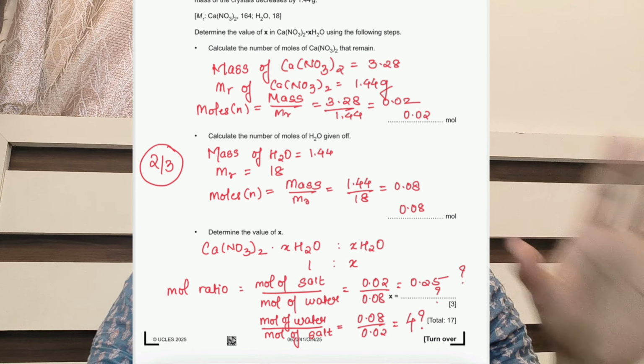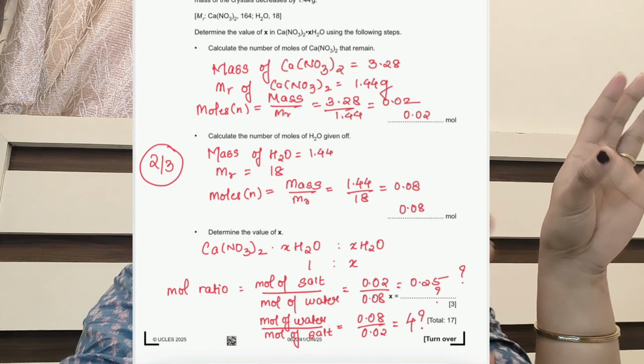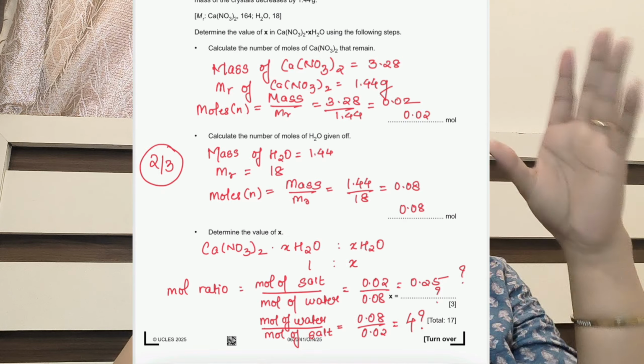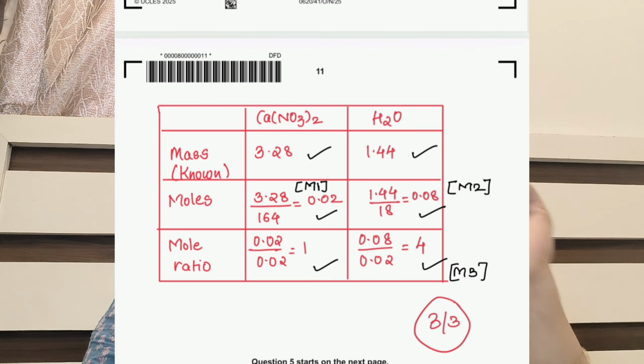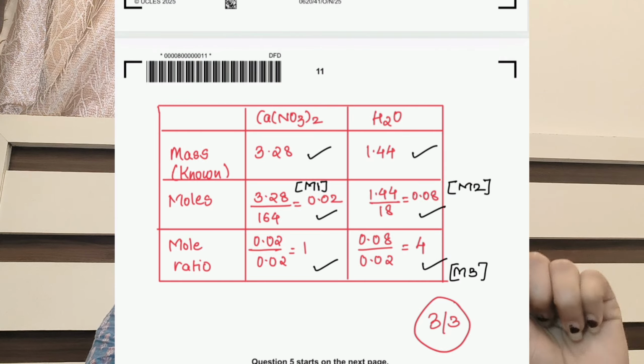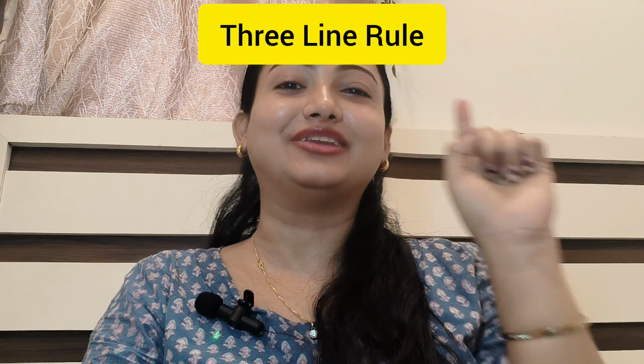Most students treat the exam paper like a scratch pad. They calculate the mass of some substance A, then they calculate the moles, then they find the ratio in their head, and then they calculate the mass of another substance, and somewhere they have actually lost the marks. Stop doing this. The IGCSE mark scheme is built on step by step logic. If the examiner can't find the mole ratio, they cannot give you the method mark, even if your final answer is slightly off. The secret: stop thinking in formulas and start thinking in the 3-line rule.